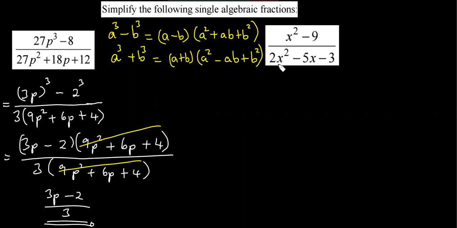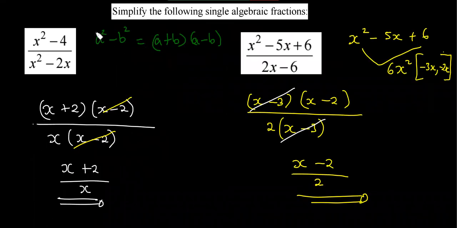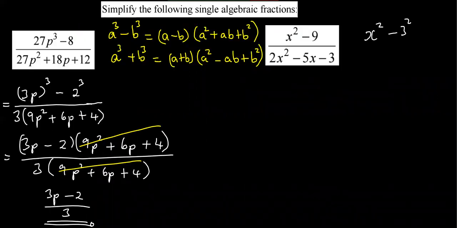Let's look at the second question that we have here. We've also got x squared minus 9. This is more like saying x squared minus 3 squared, which is a difference of two squares, a plus b, a minus b. Here we will see what we have in this case. It's going to be x plus 3, x minus 3.